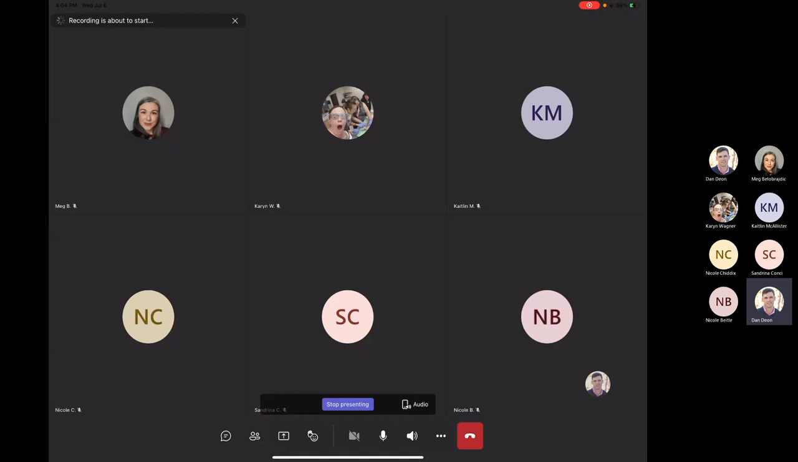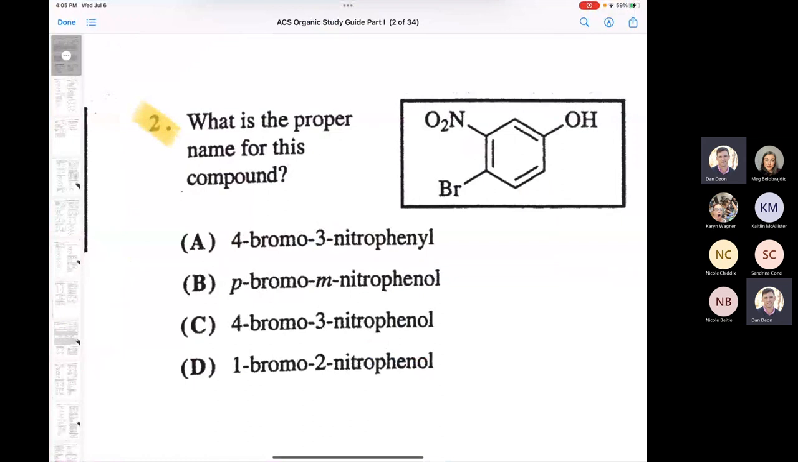Okay, so let's take a look at a practice problem. And this is naming an aromatic compound. It just says, what's the proper name for this compound? You have a couple of possibilities here.